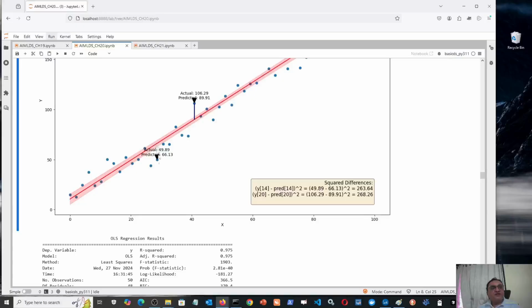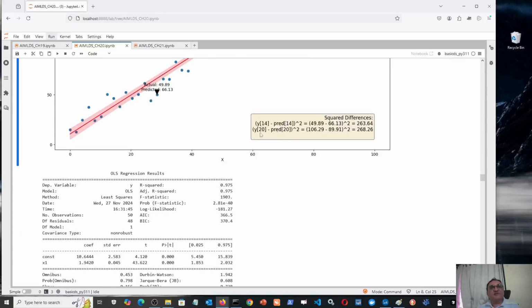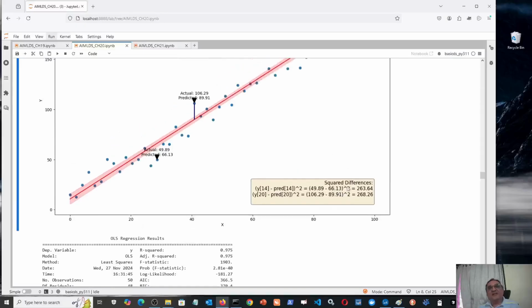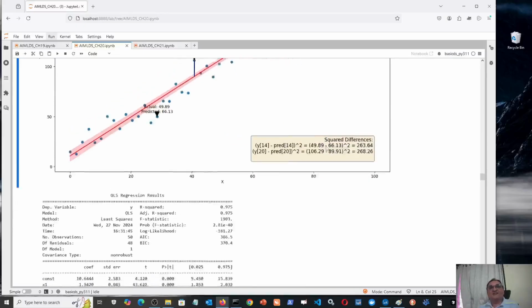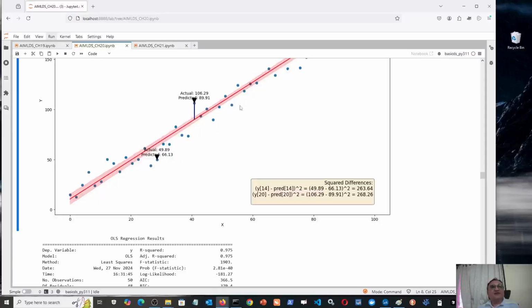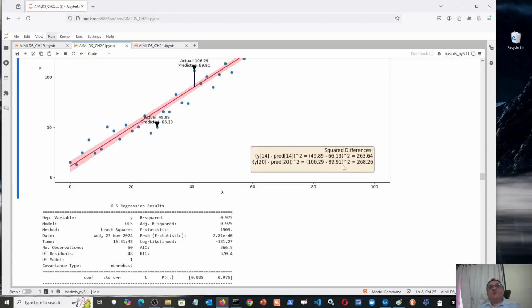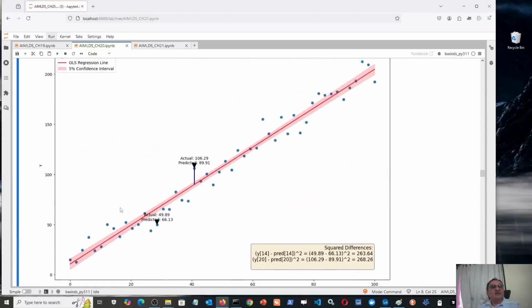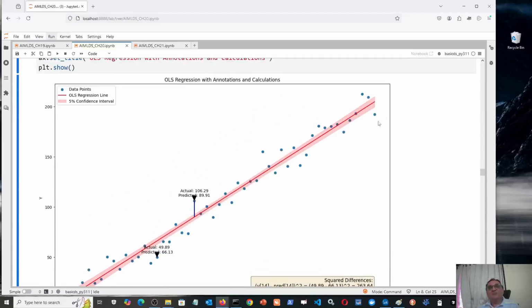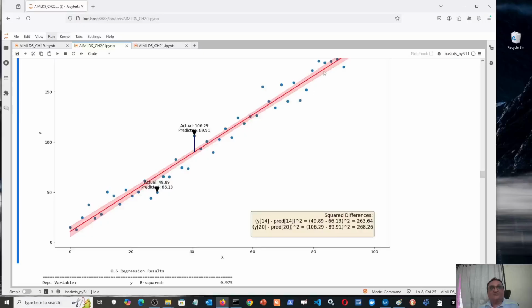Is that clear? In this case, the actual is less and the predicted is more, and therefore the difference, actual minus predicted, comes out to be 49.89 minus 66.13, negative, but again we are squaring it, so we get the squared difference for these two points. For the lower point, the squared difference is 263.64, and for the upper point, 106.29 minus 89.91 whole square, it is 268.24. Similarly, we will find the squared differences, also called squared errors, for all points, and then add all those squared values and try to minimize the sum. When I say we will try to minimize it, we don't have to do anything. The algorithm itself finds the line such that the sum of squared errors is minimum for these blue colored data points, right?